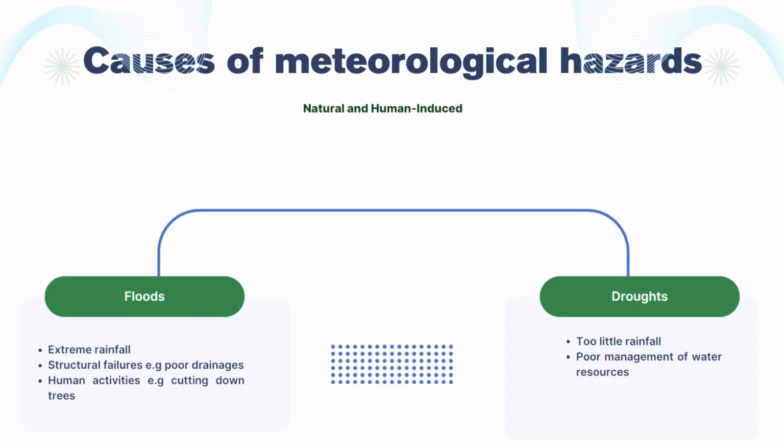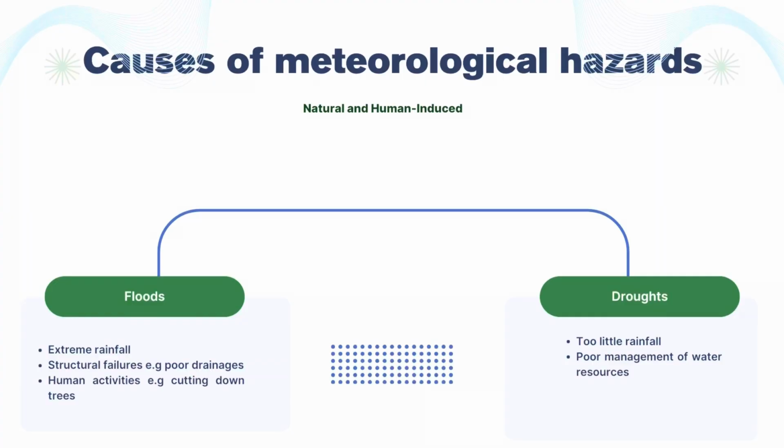But then also structural failures such as poor drainages can actually exacerbate or increase floods. But while these speak a lot to environmental policy and structural failures, issues to do with floods, for example, in terms of poor drainage systems, have to do with people throwing trash in drainages and then in the end blocking them. So in the end, human activities have a role to play in both floods and droughts. In terms of droughts, for example, poor management of water resources, wasting water could result in droughts.